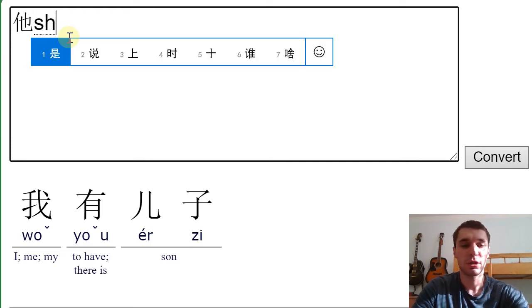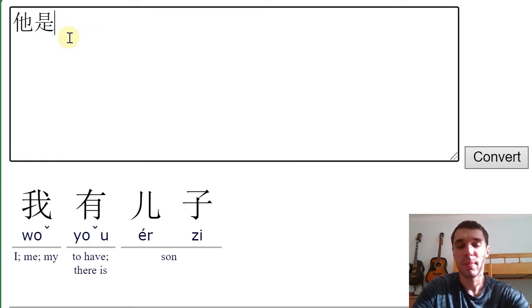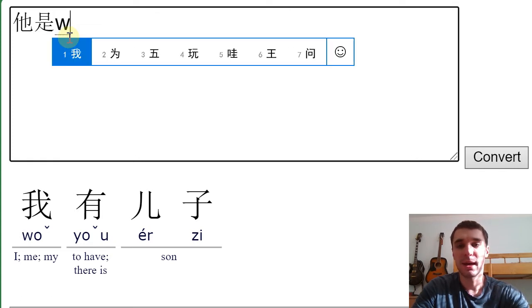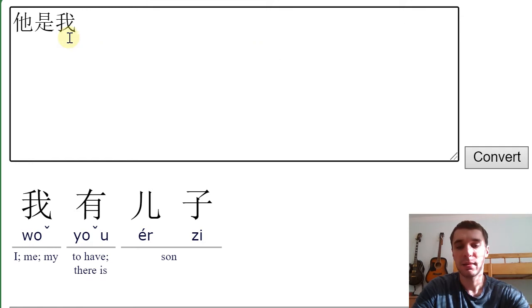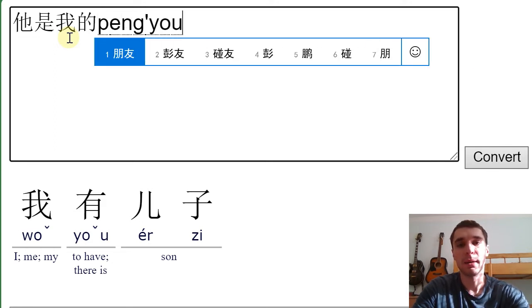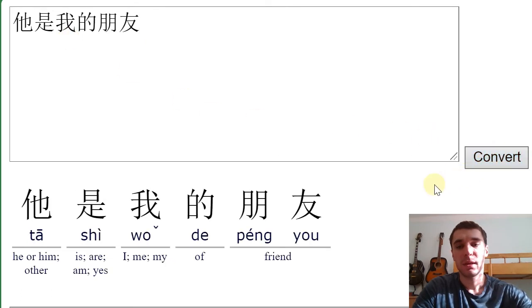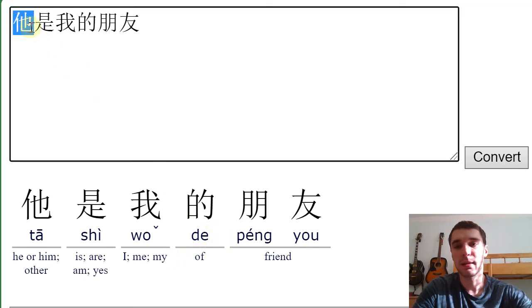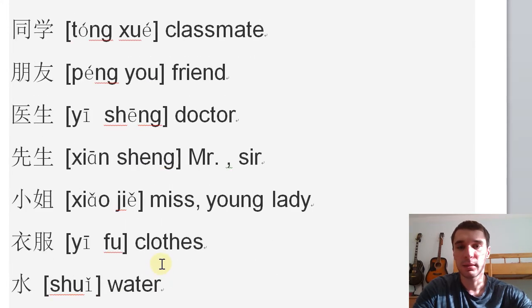So 他是. My. How to say my? I just say 我, and then I add 的 to the 我. 我的 means my. Friend, 朋友. 他是我的朋友 means he is my friend. So I connect a noun with another noun. 我的朋友, my friend, is a noun. Just with these words, 我的. Okay, let's connect something else.